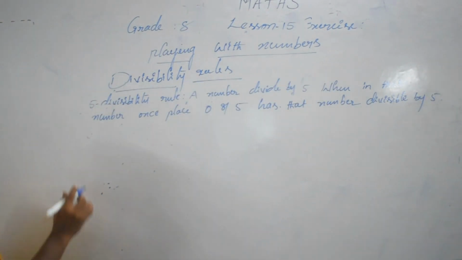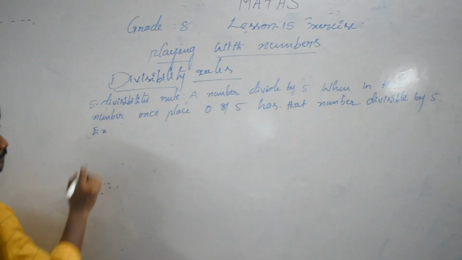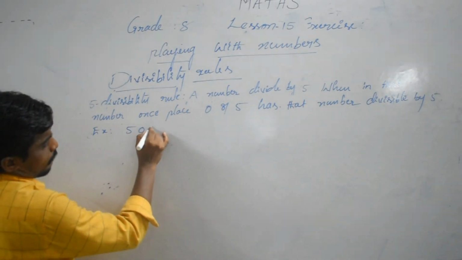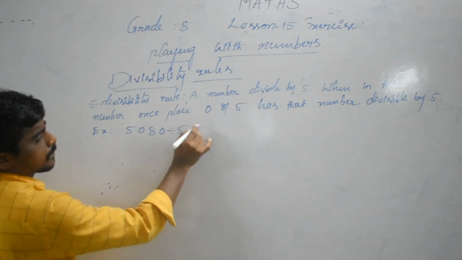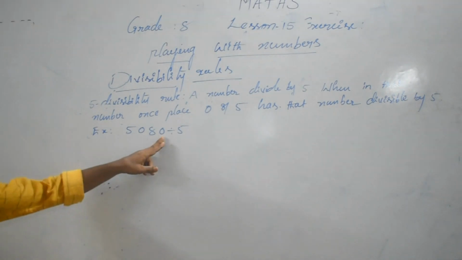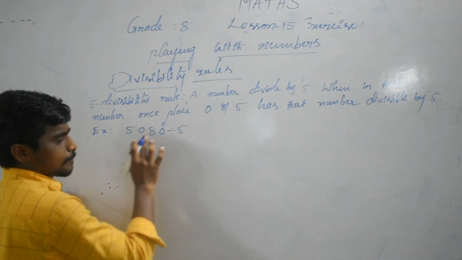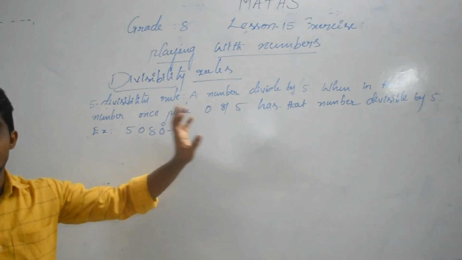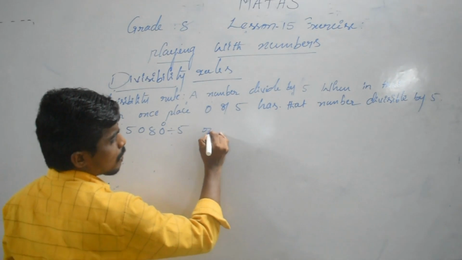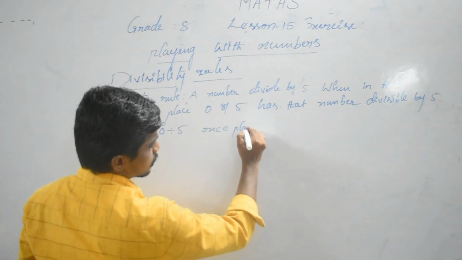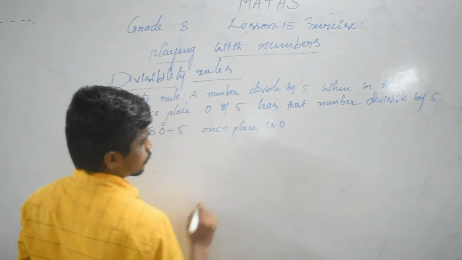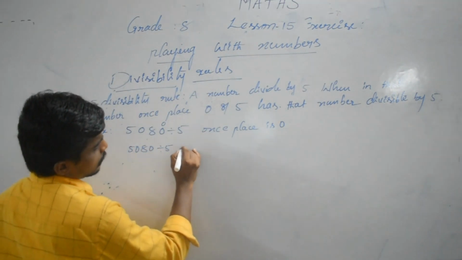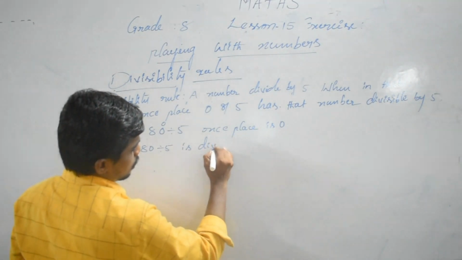Here, an example: 5080. Which number is in the ones place? 0. The ones place is 0 or 5, any number. So the ones place is 0, and 5080 divided by 5 is divisible.